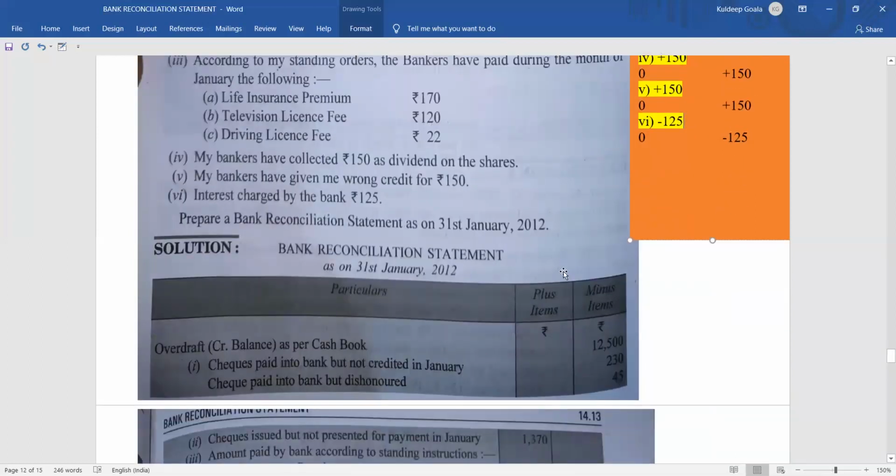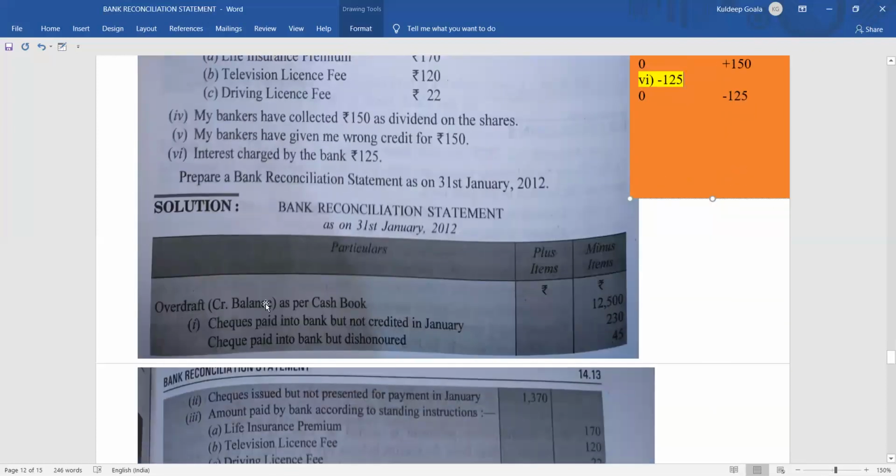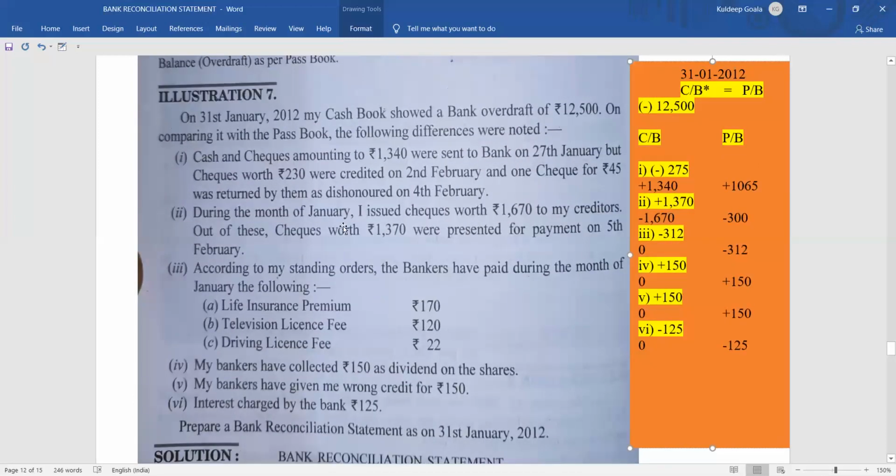What you have to do is that in the bank reconciliation statement, one will be particulars, one side we have the plus item and the other one is a minus item. Starting with the base, bank overdraft as per cash book. What is the amount? 12,500 in the minus. You can even write down credit balance as per cash book, or you can write down overdraft balance as per cash book, or unfavorable balance as per cash book. All the three will be coming here.